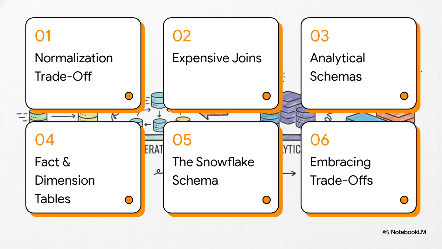Here's our roadmap for today. First, we'll look at the normalization trade-off. Then, when joins become expensive. Third, schemas designed for analytics. Fourth, fact and dimension tables. Fifth, the Snowflake schema. And finally, embracing model trade-offs.